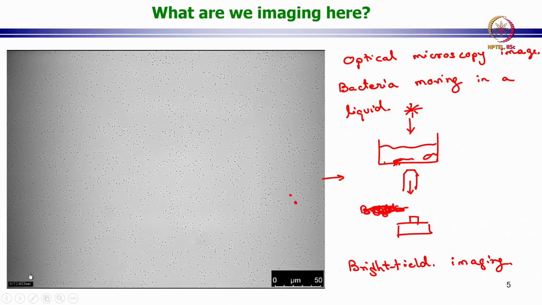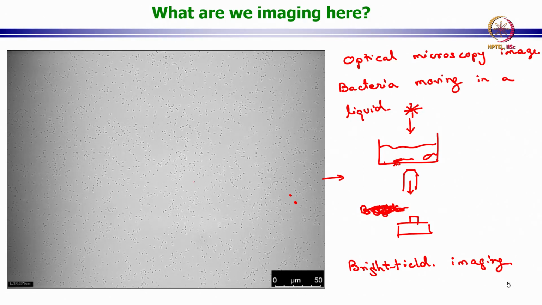The bacteria are very light in nature, and you can probably see a lot of bacteria moving around very fast in the background. The black dots are stationary, and in these spaces you can see a lot of these bacteria moving around.